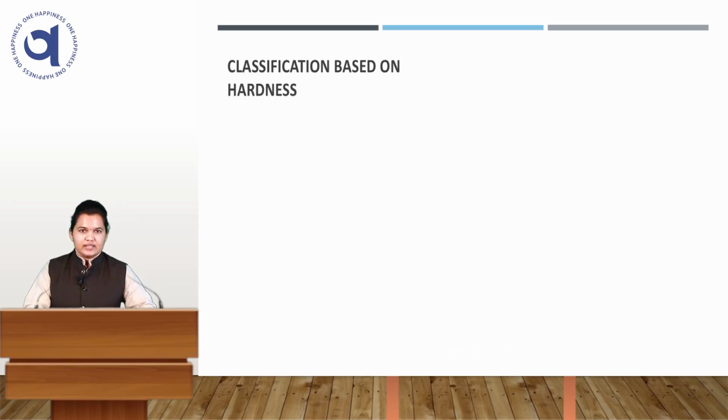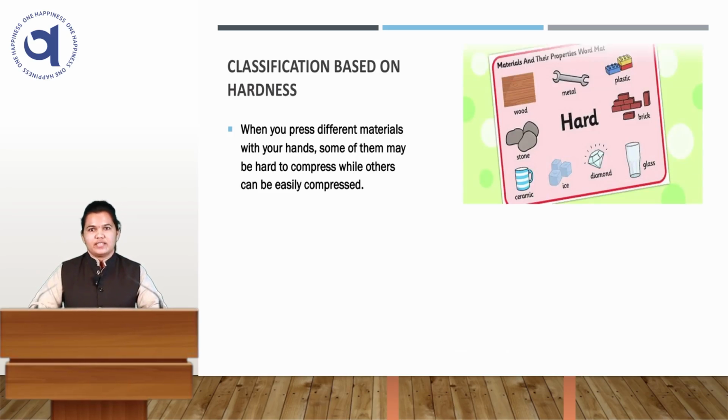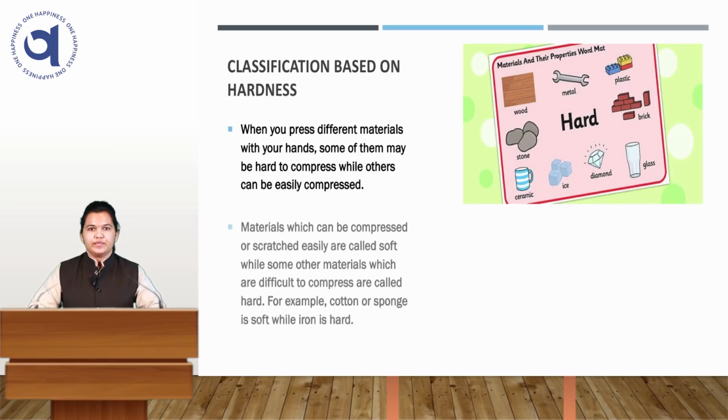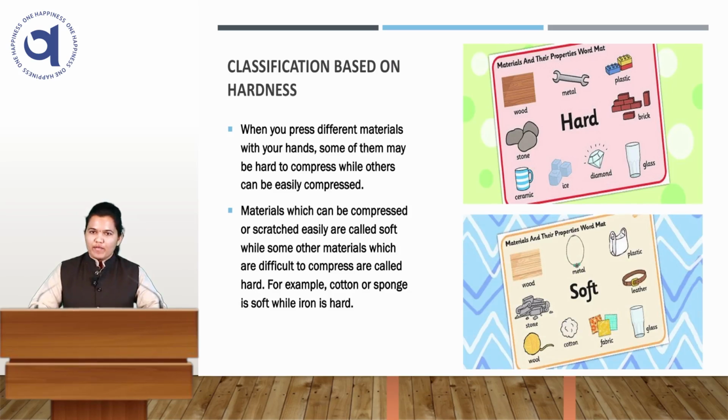Classification based on hardness. When you press different materials with your hands, some of them may be hard, some of them are soft and can be easily compressed. Here are some examples of hard material that cannot be compressed easily. Materials which can be compressed or scratched easily are called soft, while materials which are difficult to compress are called hard. For example, cotton or sponge is soft while iron is hard. These are the soft materials we can see here, sponges, cotton, etc.